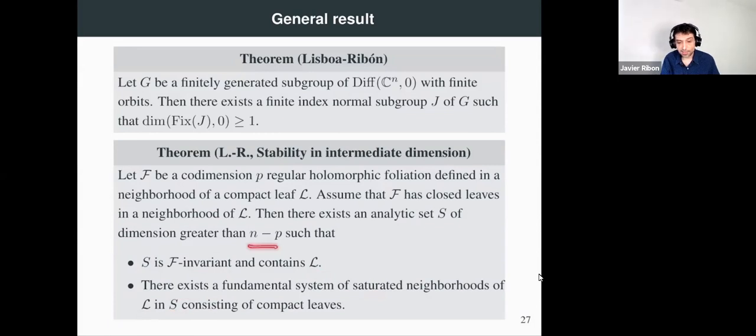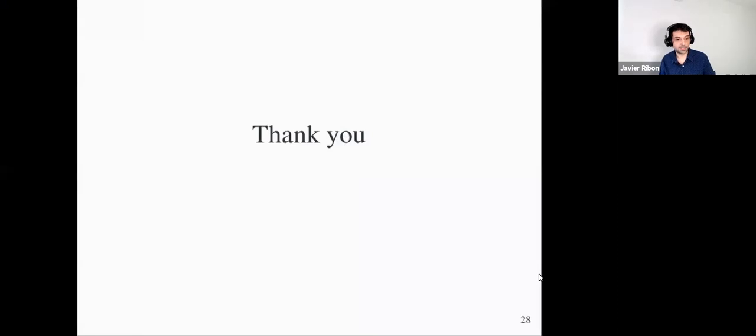I mean, you have a leaf L whose dimension is n minus p. Of course, the leaf is compact, invariant, and has dimension n minus p. But you have something that is also invariant, and it's a union of compact leaves in dimension higher than n minus p. It doesn't get to be dimension n. So you don't get a stability in a neighborhood of L, but you get a stability in intermediate dimension. You get the situation of the Reeb stability theorem for intermediate dimension. That's the main result. So thank you very much.